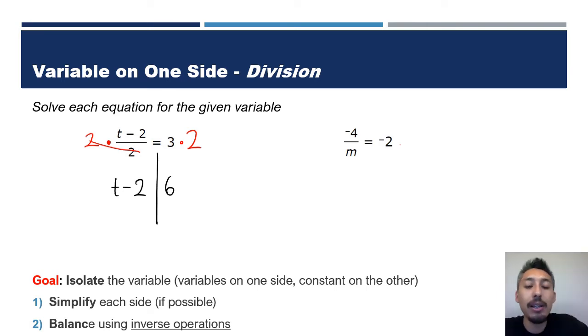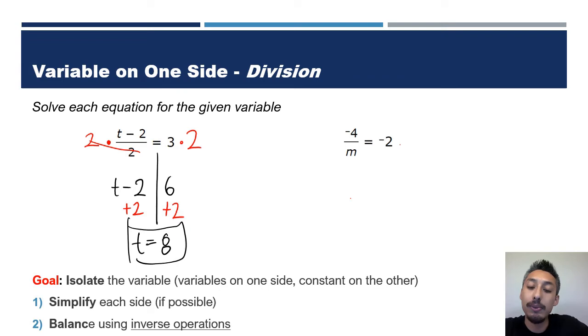Next, we're trying to get t by itself, so we want to get rid of that minus 2. The inverse of minus 2 is plus 2. We do the same thing to both sides. On the left side, we have t is equal to 8 on the right side, and that is our final answer for this problem.